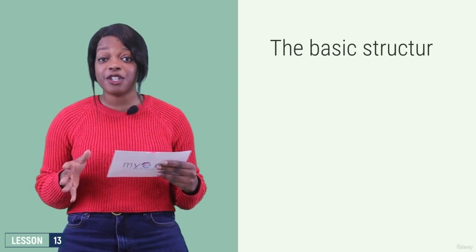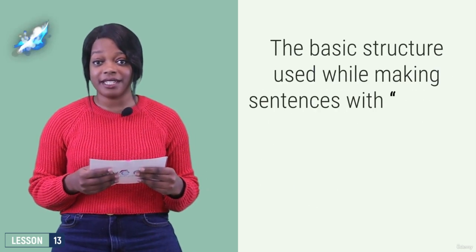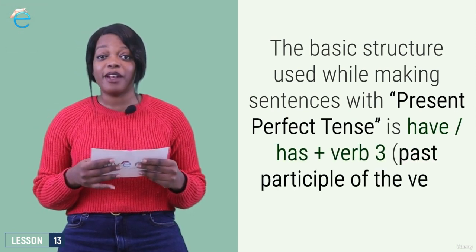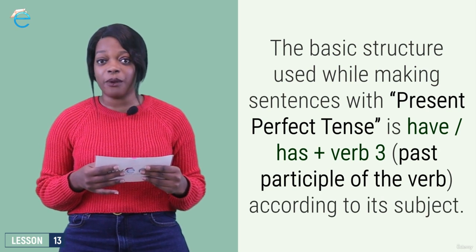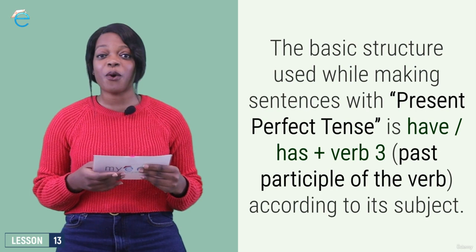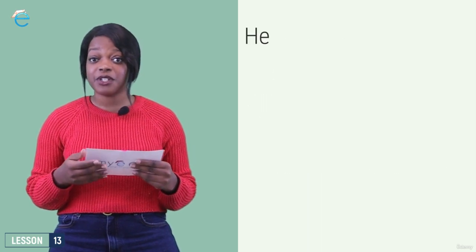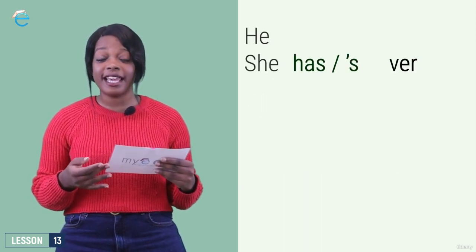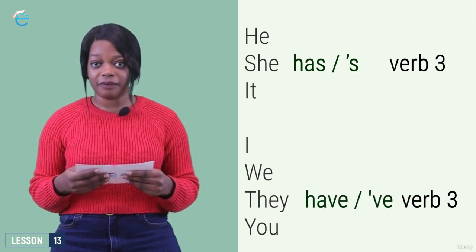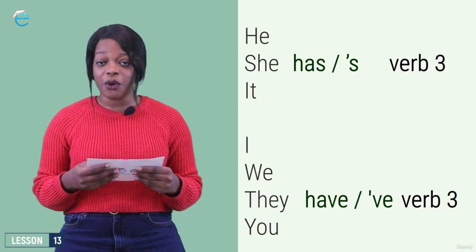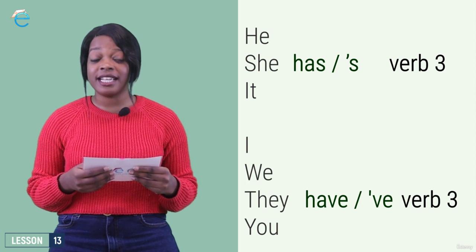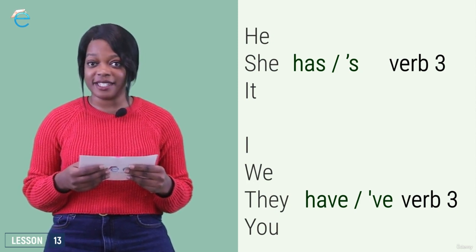The basic structure form for the present perfect tense is has or have, plus verb 3. And we know that verb 3 is our verb's past participle form. We do this according to the subject. So, he, she, it has, and verb 3. He, she, it, we know, can also be contracted to he's, she's, and it's with apostrophe s.